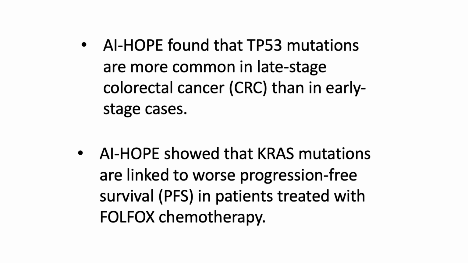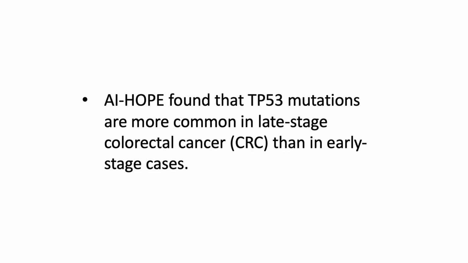AI Hope's power was demonstrated in 2 case control studies using TCGA data. It found TP53 mutations were more common in late-stage colorectal cancer than in early-stage cases. Additionally, it revealed a strong link between KRAS mutations and poorer progression-free survival, PFS, in FOLFOX-treated patients. Our first demo focuses on examining TP53 mutations in early-stage and late-stage patients from the TCGA cohort.